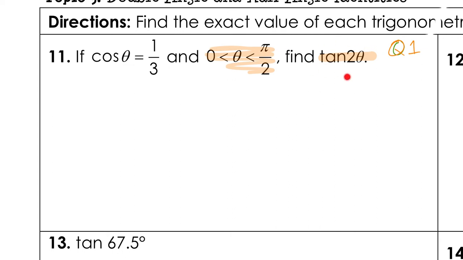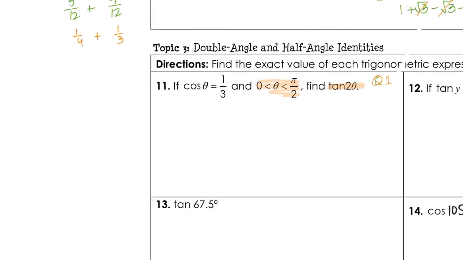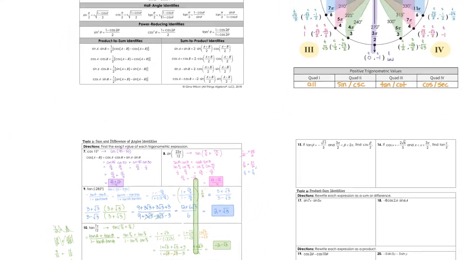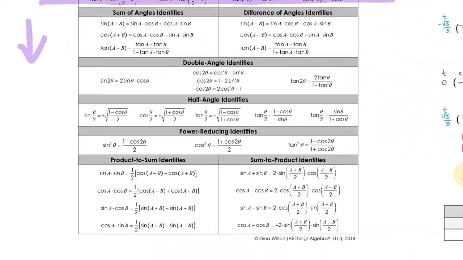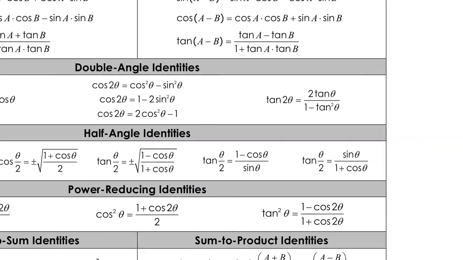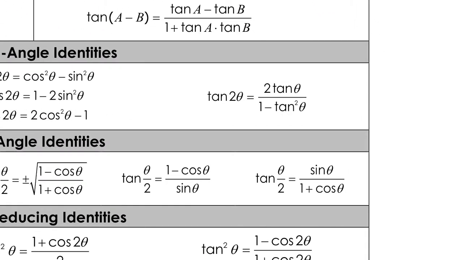So let's look at the formula for tangent of 2 theta. That way we can see exactly what we need to find. So double angles, they're right there. I need tangent. So I actually need to find tangent of regular theta in order to find tangent of that double angle.